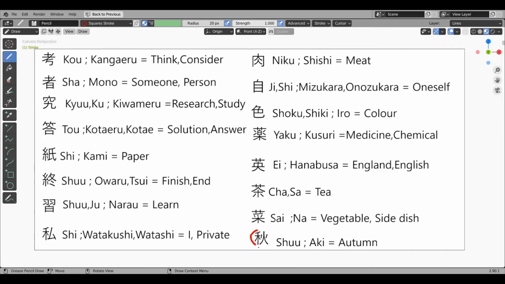Aki, autumn kanji. Here the first radical is used to say no. The next radical is fire radical. So this kanji indicates fall in heat, that is fall in temperature. Since during autumn temperature starts falling, this is an appropriate kanji. Onyomi is shu.